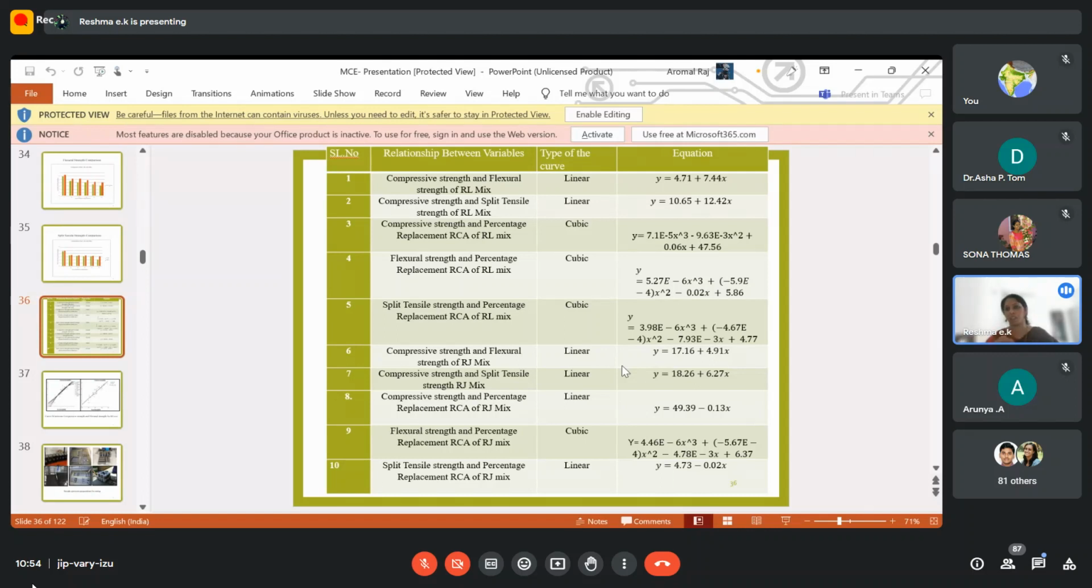So when I'm talking about linear, y equal to mx plus c, it's linear. When compressive strength is increasing, flexural strength is also increasing. When I'm talking about cubic, there is no proper relation, no linearity: when this is increasing, this is not increasing in a proper way. So that is the meaning of it. I feel this is because I have not taken a proper increment while replacing.